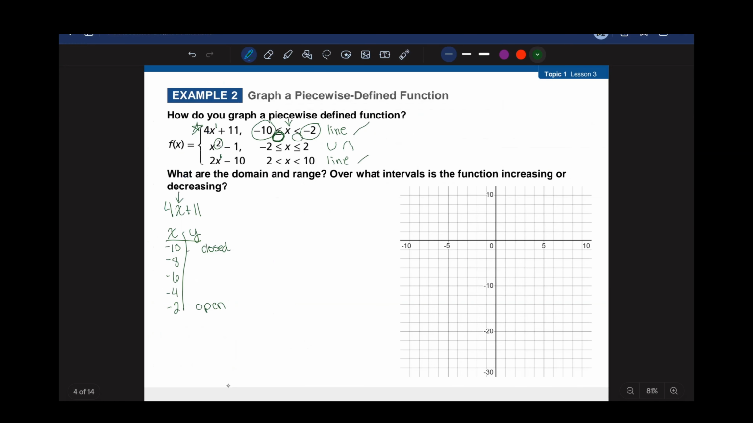So we have -29, -21, -13, -5, and 3. Okay, now I'm going to do the second piece. The second piece is x squared minus 1.